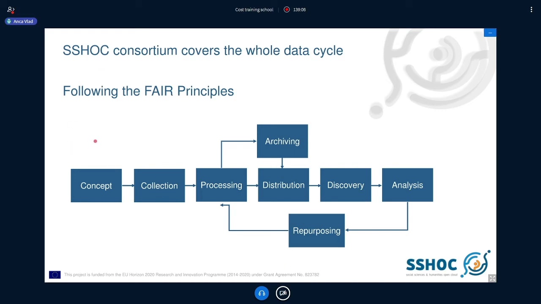And of course, the SHA consortium covers the whole data cycle, and FAIR principles should be followed throughout. As I mentioned from the very beginning, that's why data management is so important, having that data management plan at the beginning of your project. So from concept and collection of data to processing, distribution, discovery, analysis, and then repurposing, so publishing it in an archive. Okay, that's why data management is so important. Again, I cannot say that enough. And yeah, to ensure that we publish very good quality data in a fair way.